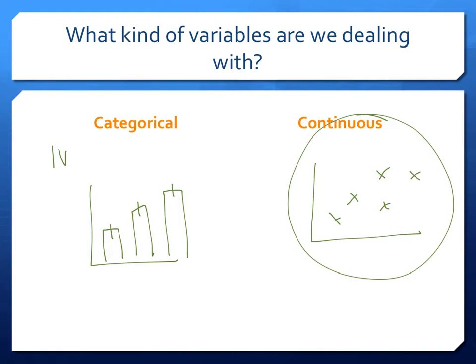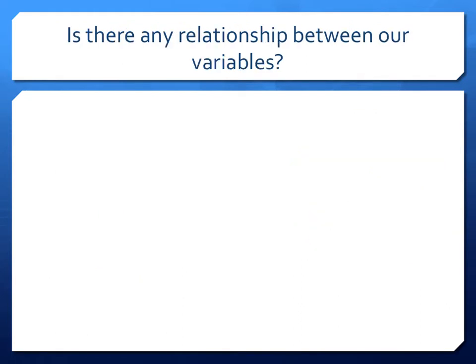We're actually going to be plotting points on the graph so that then we can evaluate whether or not there is any kind of trend in that data using an XY scatter plot. So another question to ask is, is there any relationship between our variables? Okay, that's the number one question that you want to start looking at.